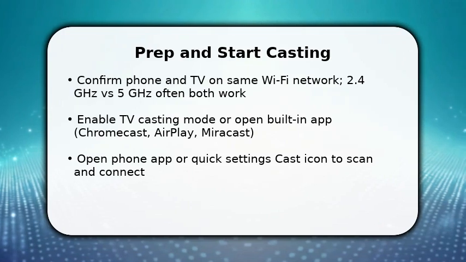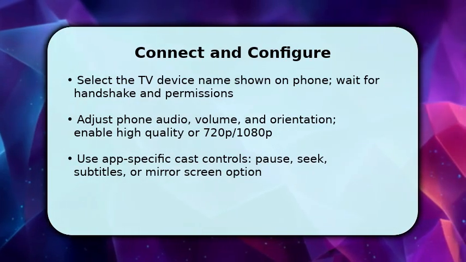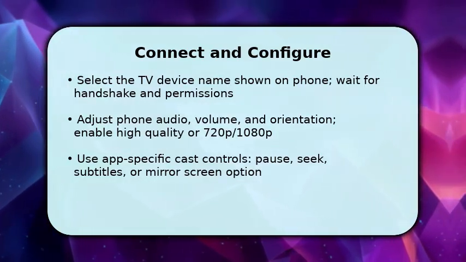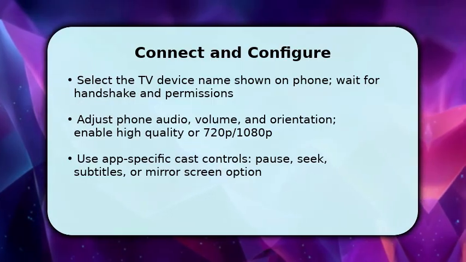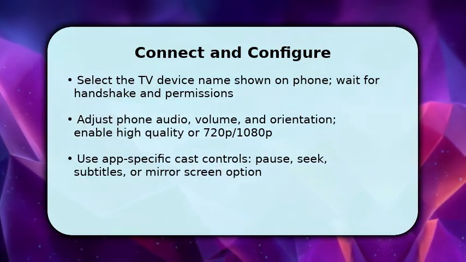Once your TV appears on the phone, tap its name and accept any prompts on the TV to allow the connection. You'll see a brief handshake. After that, adjust audio and orientation so the picture fits. Phone rotation and TV aspect ratio matter for clean display.